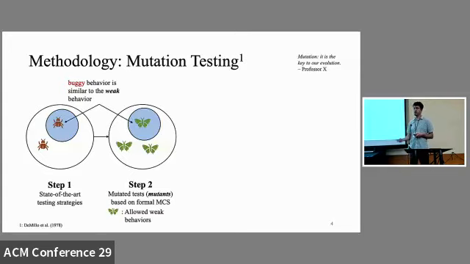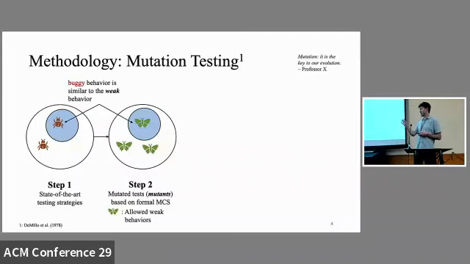And there's 2 important things here. One is that in these mutants, they're looking for allowed but weak behaviors in the MCS. So these are behaviors that should be observable, but in many cases with state-of-the-art strategies, they're not observable. Also, because we're using these formal MCSs and we're defining the mutants as related to the conformance tests, the buggy behaviors in the conformance tests are very similar to the weak behavior in the associated mutant.